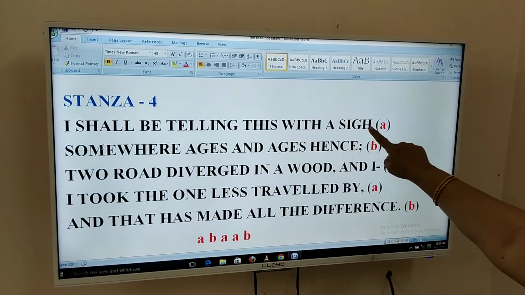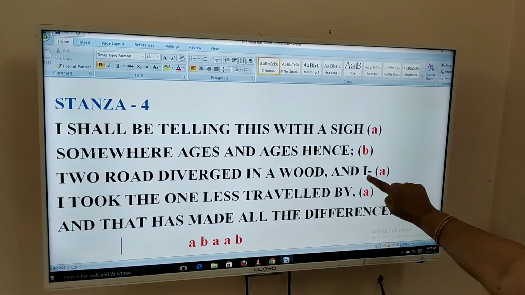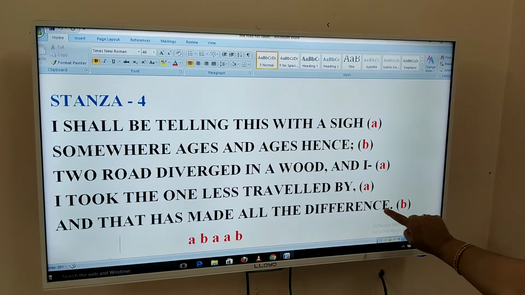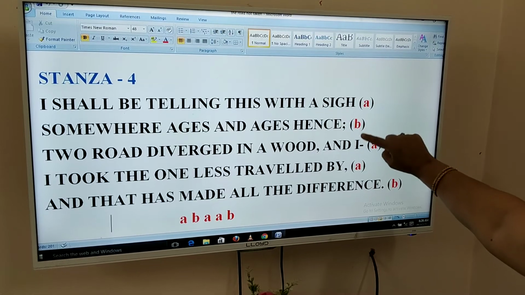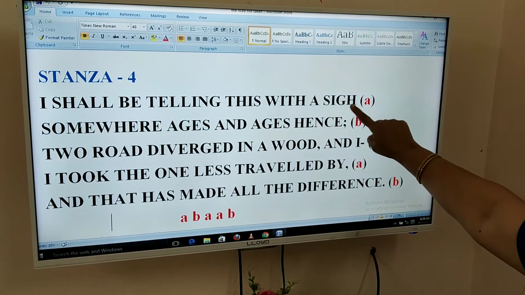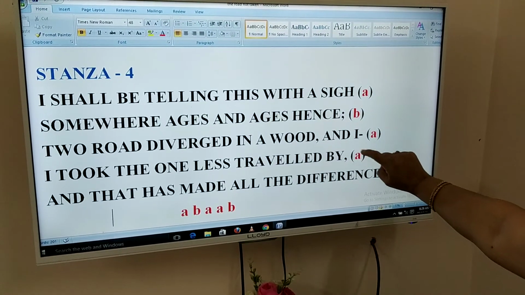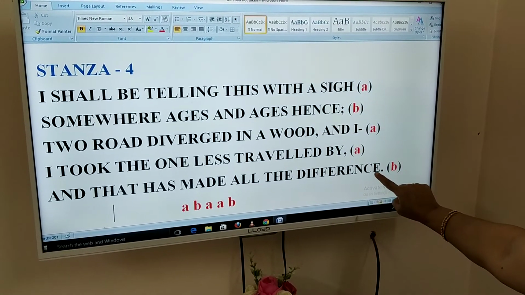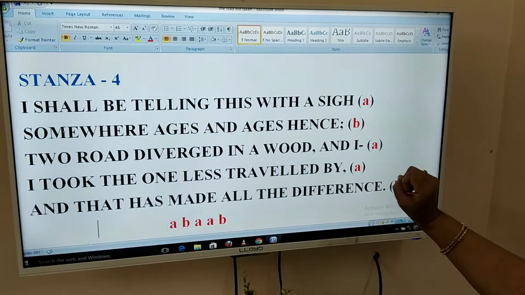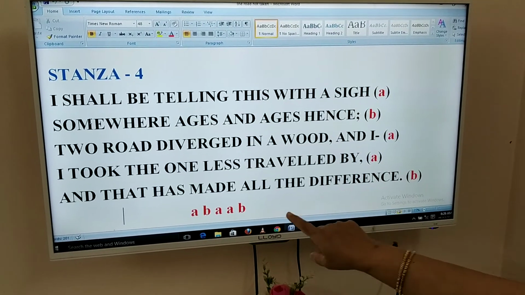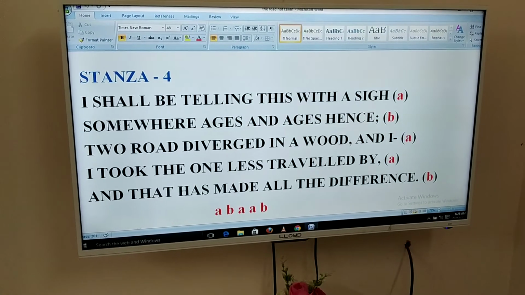Look at the last words of each line: sigh, hence, and, I, by, and difference. So sigh, I, and by, these three words rhyme with each other, so we have written A. Hence and difference rhyme with each other, so I have marked them as B and B. So the rhyming scheme for this stanza again is A, B.